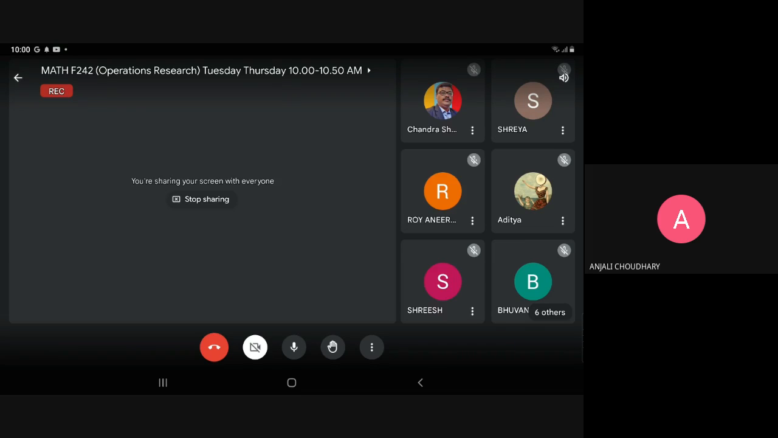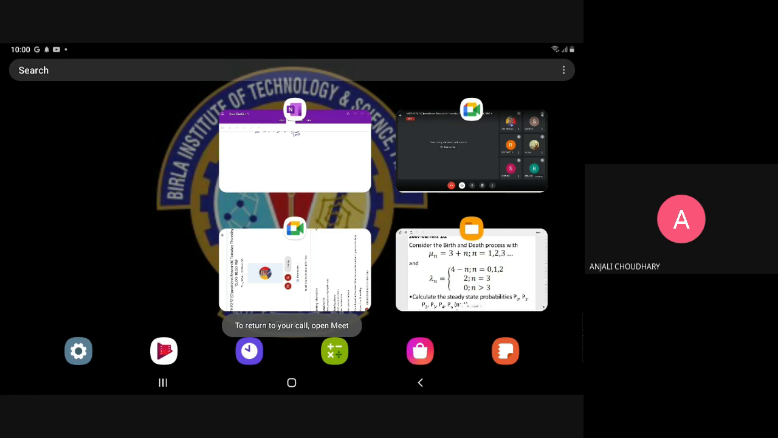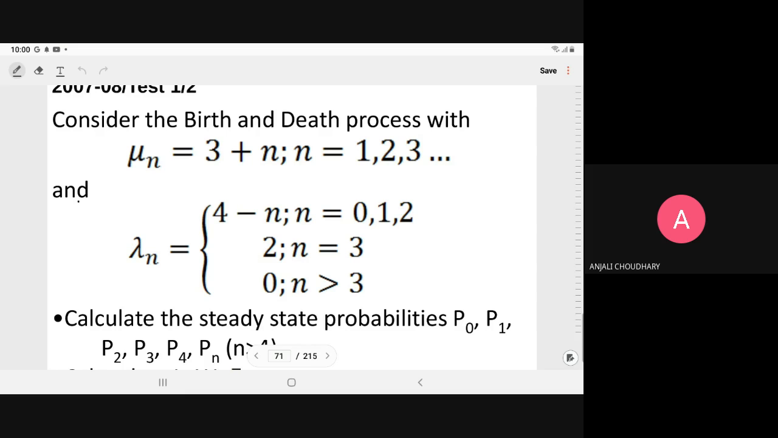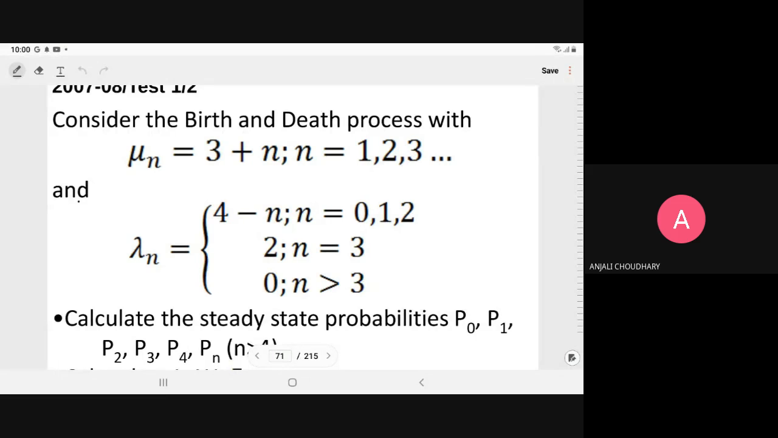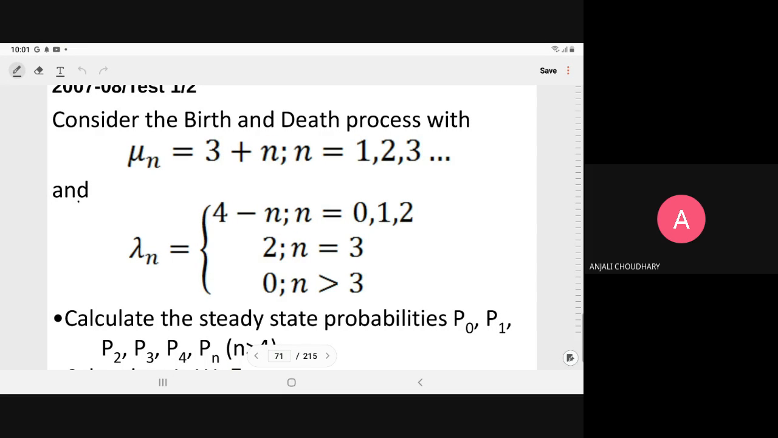Welcome to the next lecture of Math 242 Operations Research. Presently, we are studying the second chapter, queuing system or queuing theory. In the last class, I started the birth and death process, and I derived the governing differential-difference equation, the Chapman-Kolmogorov equation. From that, we formulated the steady state system of linear equations. Thereafter, we solved one question in the last class.